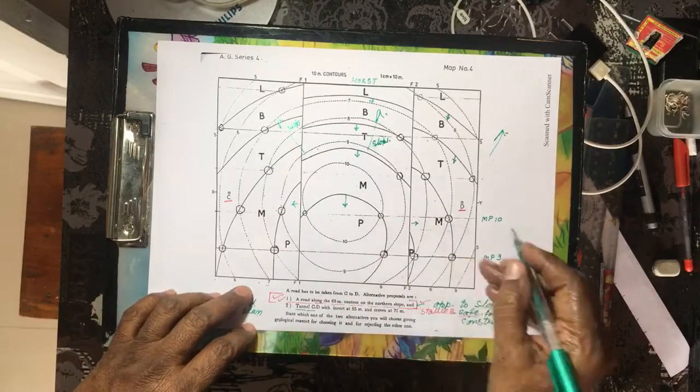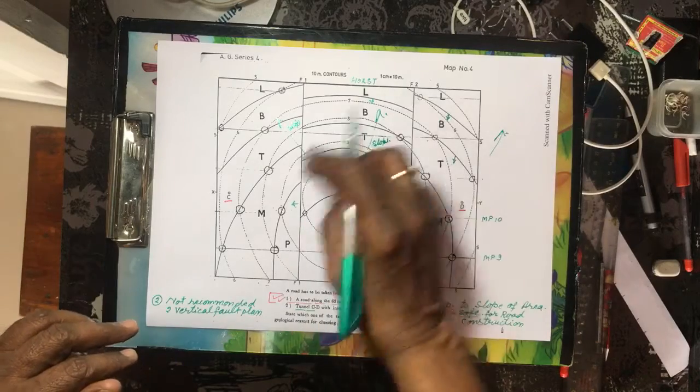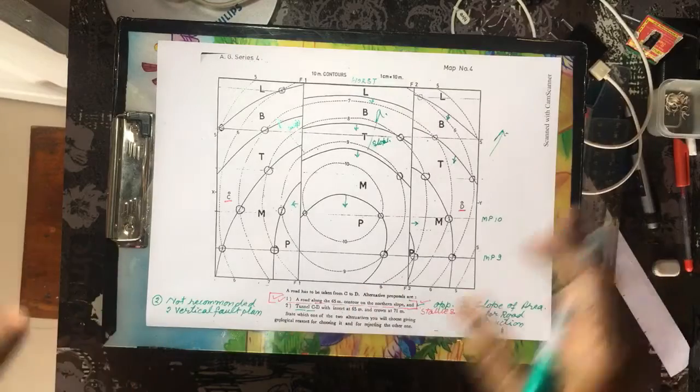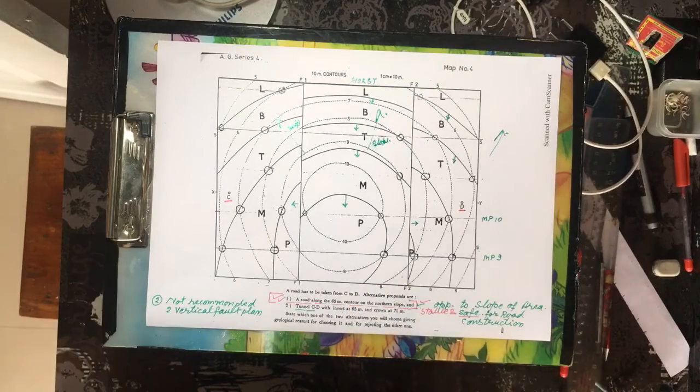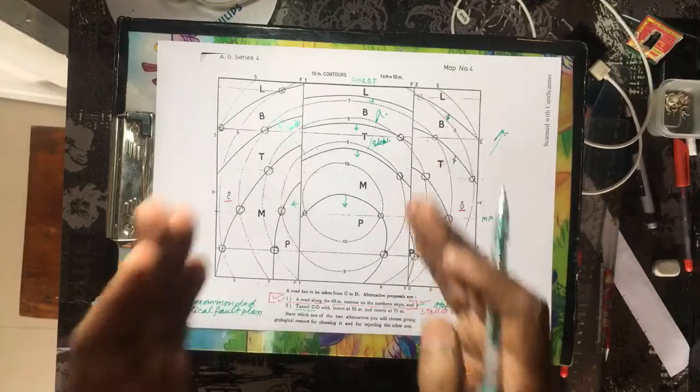This is a hill, with a circular contour of higher number, and then circular contours surrounding it. This is a hillock in between, and in the surroundings the area is sloping. Clear? And there are two fault planes.